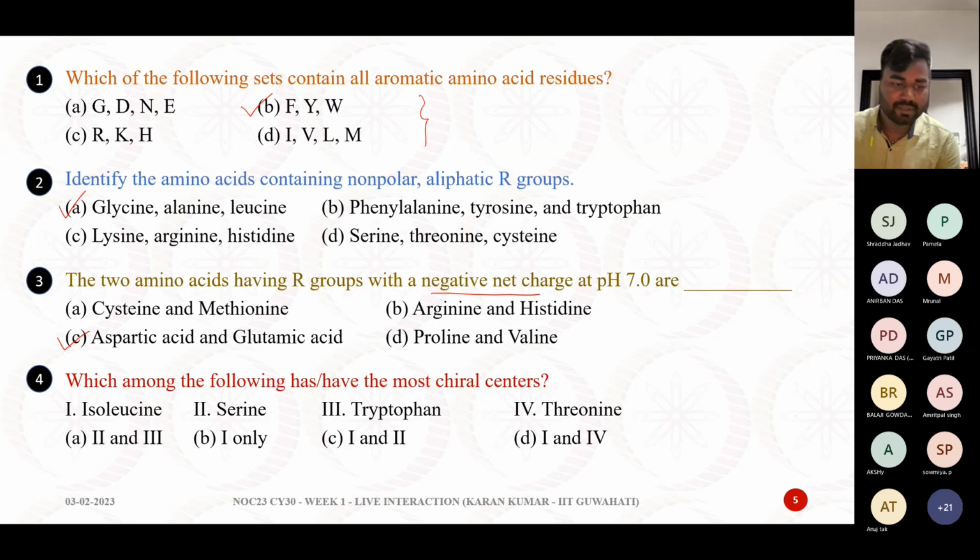Very good. So question number 4: which among the following has or have the most chiral centers? This is a kind of question where you have 4 different options, and out of those you have to select the correct answer. 1: isoleucine, 2: serine, 3: tryptophan, and 4: threonine. Options: A, 1 and 3 are correct. B, only 1. C, 1 and 2. D, 1 and 4. Which have or has the most chiral centers?